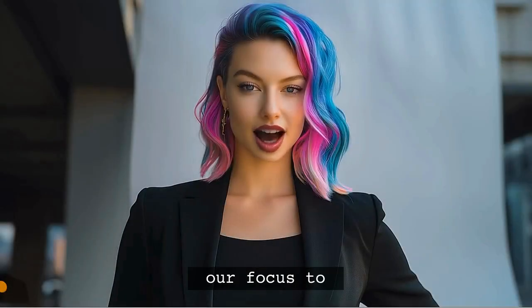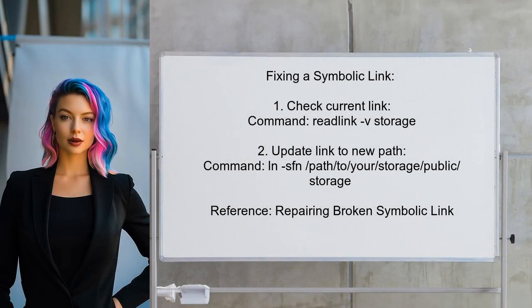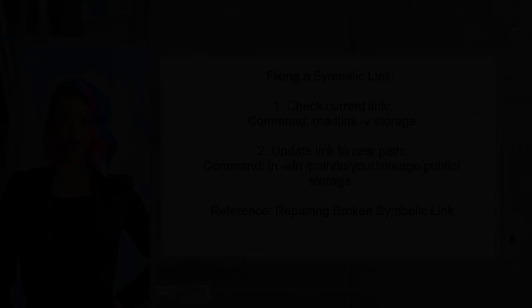Now, let's shift our focus to a different response. An alternative solution suggests checking for a symbolic link in your public folder to access the storage directory. First, use the command ls in the public folder to see if the storage link exists. If it doesn't or appears broken, you'll need to create or update it. To fix a broken symbolic link, find where it points to using readlink -v storage. Then you can point the link to the new path with ln -fs path/storage public/storage.